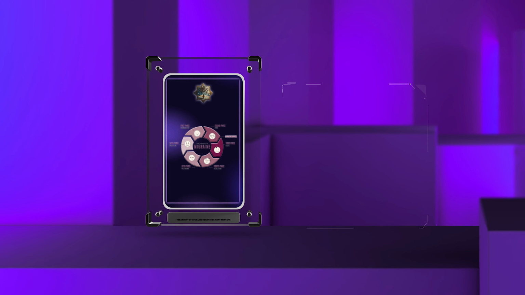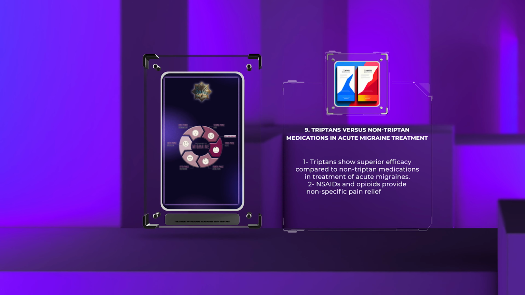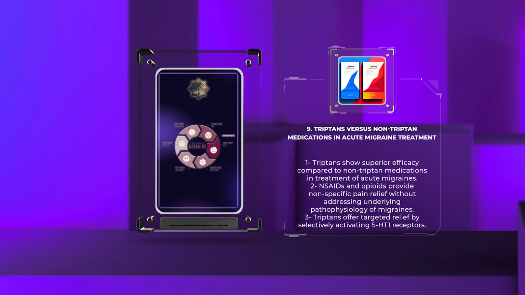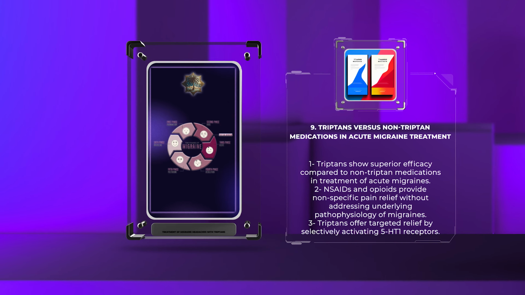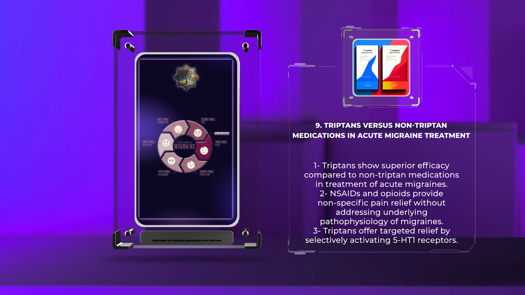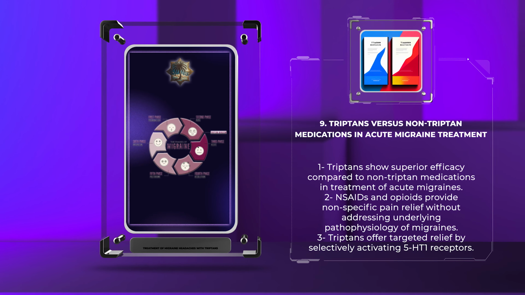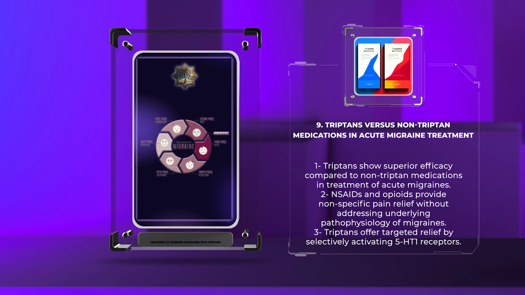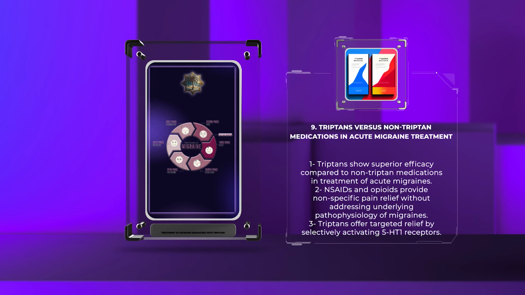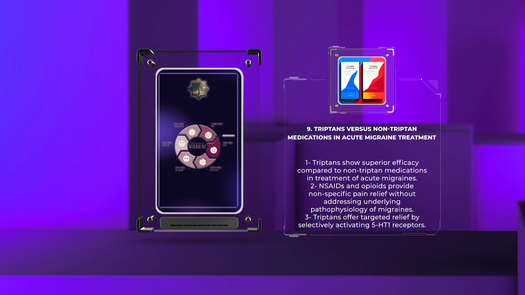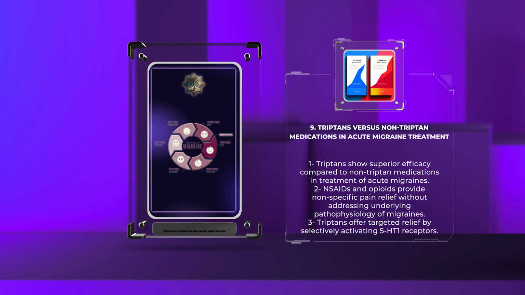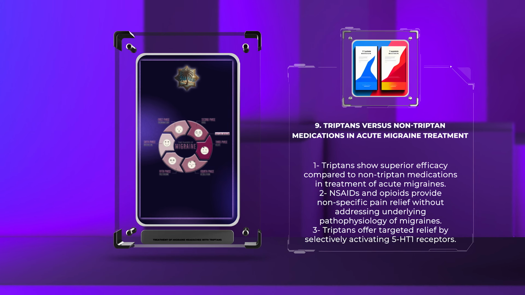Triptans, as targeted migraine-specific medications, have shown superior efficacy compared to non-triptan medications in the treatment of acute migraines. NSAIDs and opioids, commonly used before the advent of triptans, provide nonspecific pain relief without addressing the underlying pathophysiology of migraines. Triptans, by selectively activating 5-HT1 receptors, offer targeted relief from migraine symptoms and have become the go-to choice for acute migraine management.